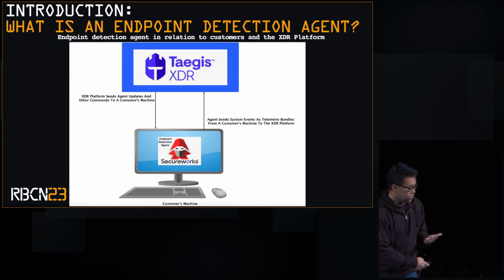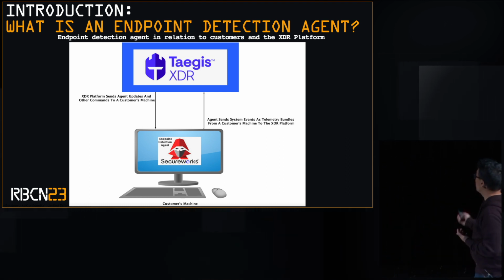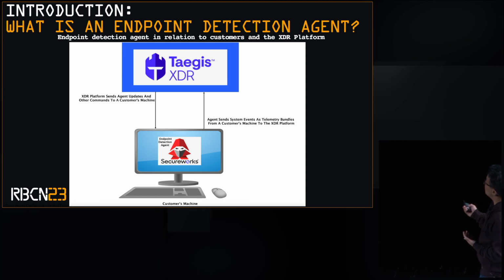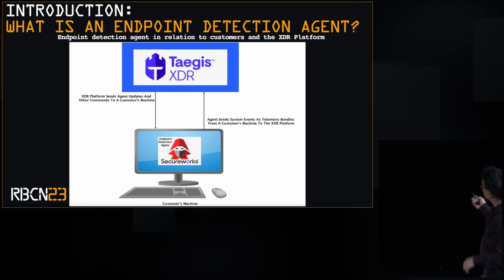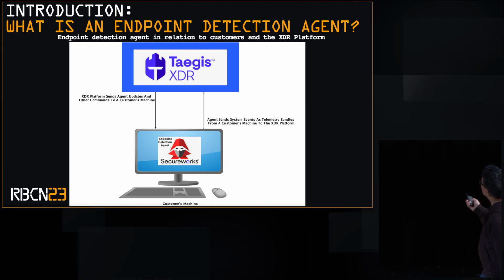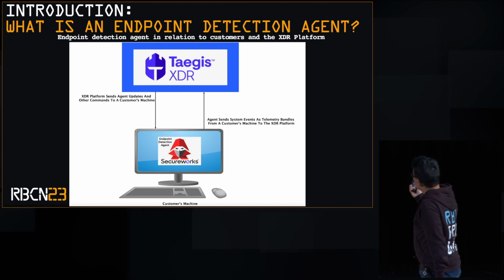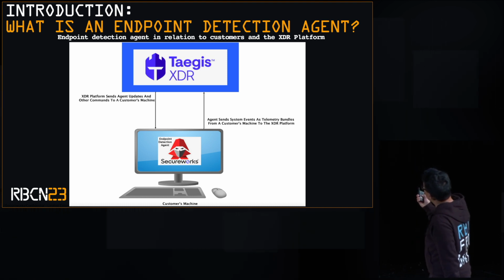So here's a visualization of how an endpoint detection agent would work in a customer environment. You have your customer machine, and you have your endpoint detection agent installed in their environment, and that would be communicating up to your XDR platform. What you see here is actual telemetry being sent to that platform.